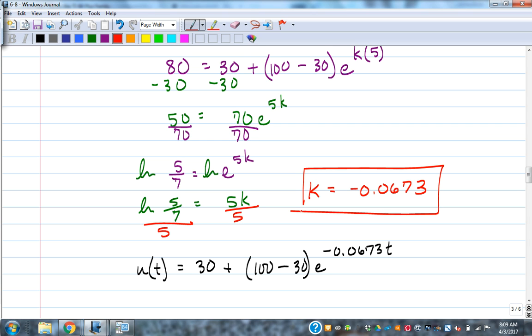Now what I've done is I've taken that and I went back to my formula for cooling, Newton's law of cooling, and I put everything else back in there. And instead of k, I put this number, and then t is back to being my variable.